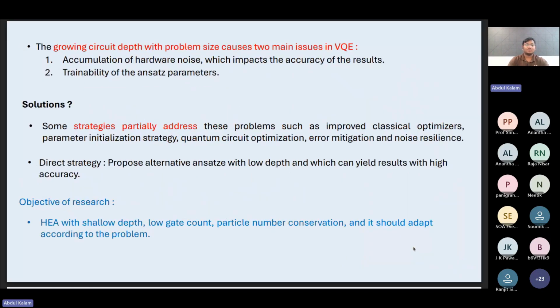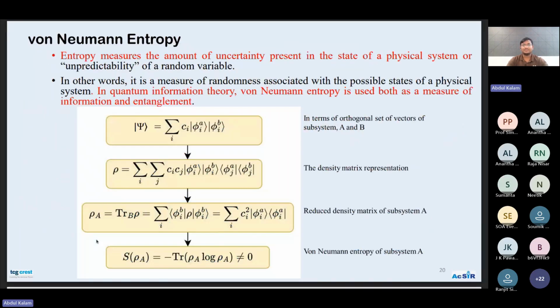So in our work, we prepared hardware efficient ansatz which have a shallow depth, low gate count, and also respect the physics behind it and solve the problem very accurately. And we have named that quantum information inspired ansatz. For that, we have used two quantities. One is the von Neumann entropy, and another is the mutual information. In the previous talk, Professor Mukherjee also explained Shannon entropy. It is the similar one for qubits, which is the von Neumann entropy.